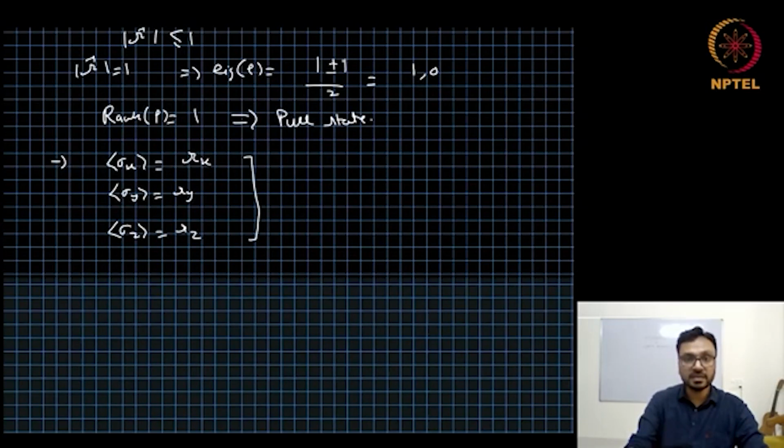And this is a good exercise to establish this thing. To prove that the expectation value of sigma x, sigma y, sigma z is Rx, Ry, Rz, let me give you a hint: the expectation value of an observable A is the trace of A times rho.